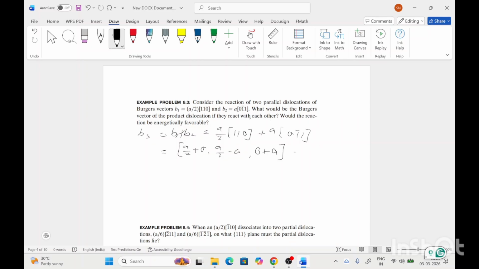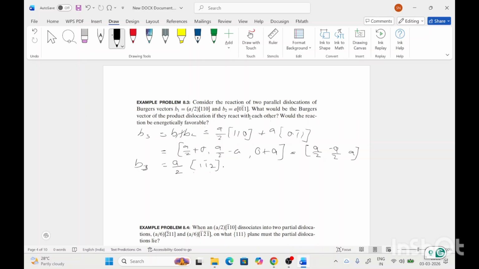So this can be written as a by 2 minus a by 2 and a. If we take a by 2 common, this will give a by 2, 1 bar 1 and 2. So the b3 Burgers vector is given by a by 2, 1 bar 1, 2. And would the reaction be energetically favorable?